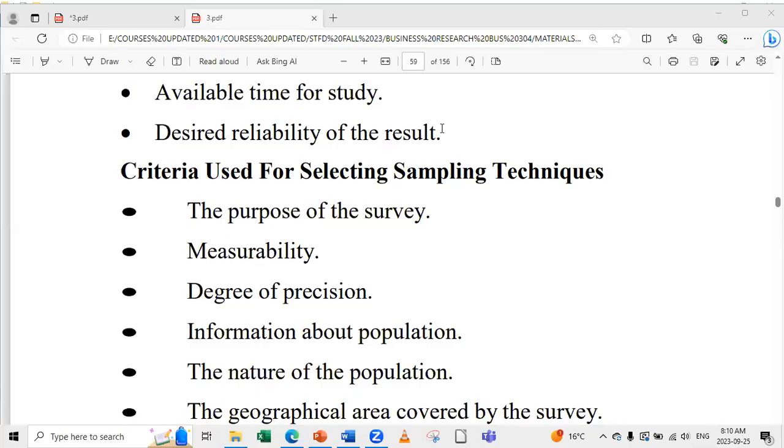So welcome, dear students, to another part on sampling. We are still working on research, and here we go to another topic, which is the criteria used for selecting sampling techniques.